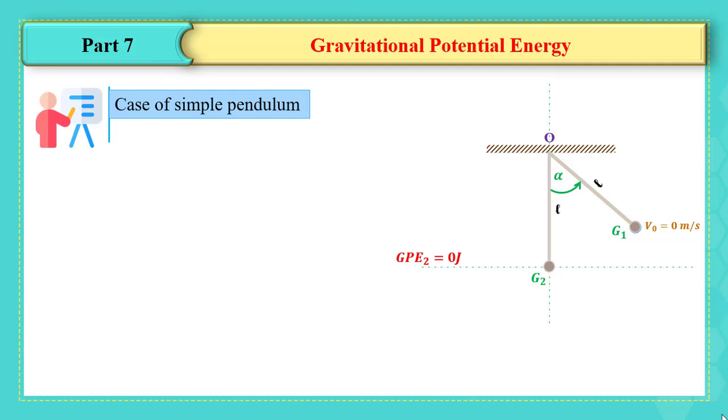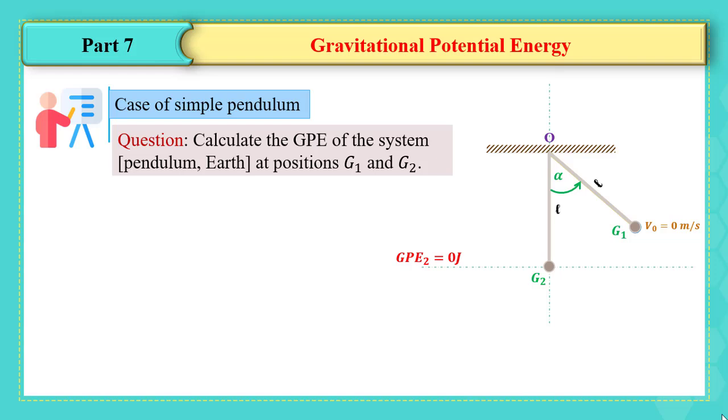The question now is: calculate the gravitational potential energy of the system pendulum-Earth at positions G1 and G2. GPE at 1 equals mgh1. Let's indicate the height on the figure. The height is taken with respect to the reference, thus we drop the segment h1 and try to find it. We draw a horizontal line perpendicular to OG2. This horizontal line cuts the vertical segment OG2 into two parts.